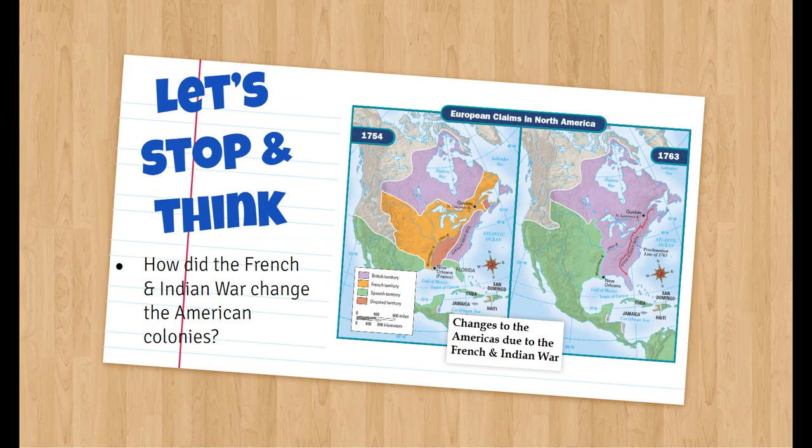So let's stop and think. How did the French and Indian War change the American colonies? If we look at the two pictures here, we see that once the war is done, Great Britain, their area seen in purple, has greater control over the region. So they have more control, but that came at a cost. They spent a lot of money to get this land. And we're going to start to see that Britain wants the colonists to help repay them and help get them out of debt.